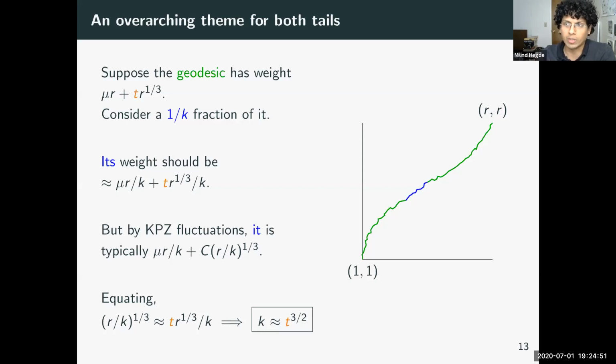So 1 over t to the 3/2 fraction of the geodesic. And the reason is that at that scale, the typical fluctuation agrees with the kind of uniform division of the weight.